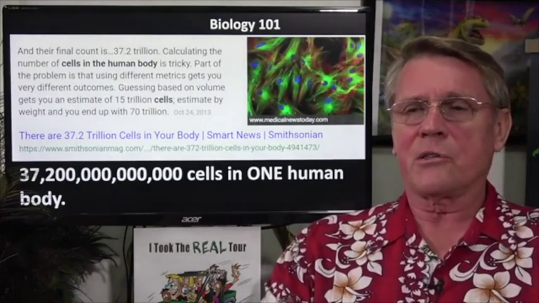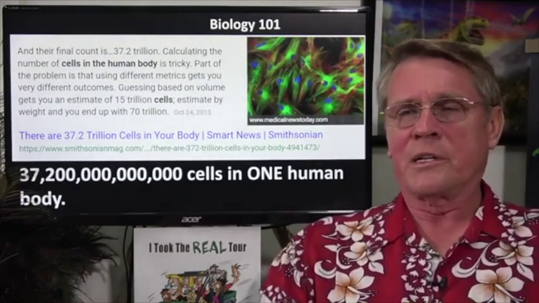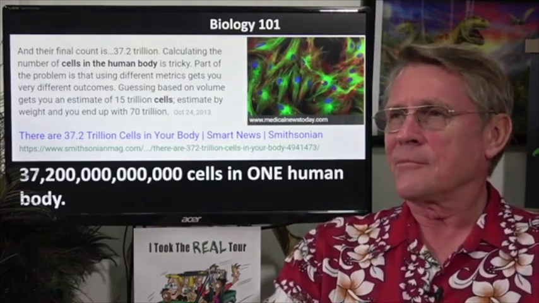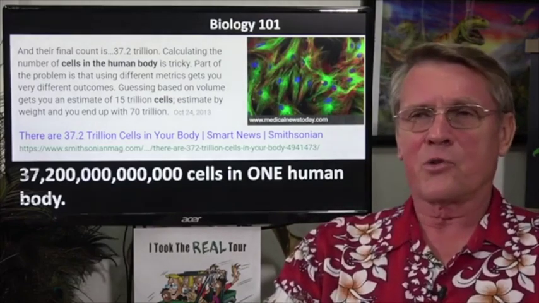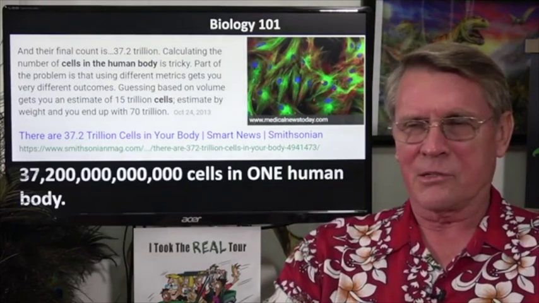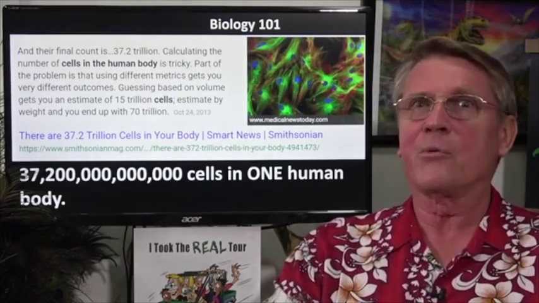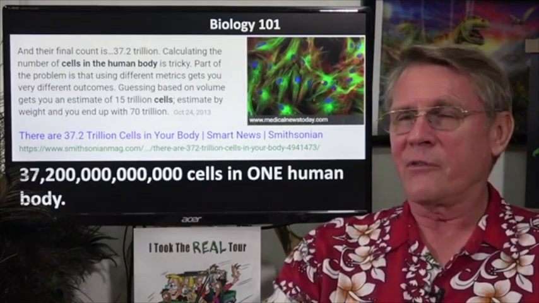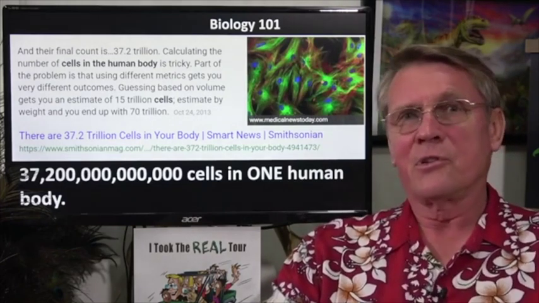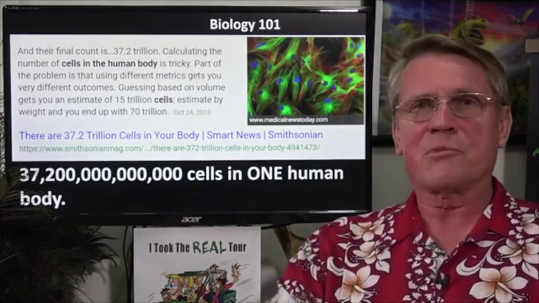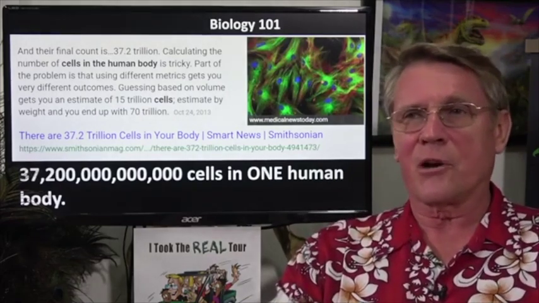The final count is 37.2 trillion. They asked the question, how many cells are there in a human body? 37 trillion cells. Keep in mind there are 7.5 billion people in the world. 7.5 billion. This is 37 trillion. Okay? That's 5,000 times more cells in your body than there are people in the world.